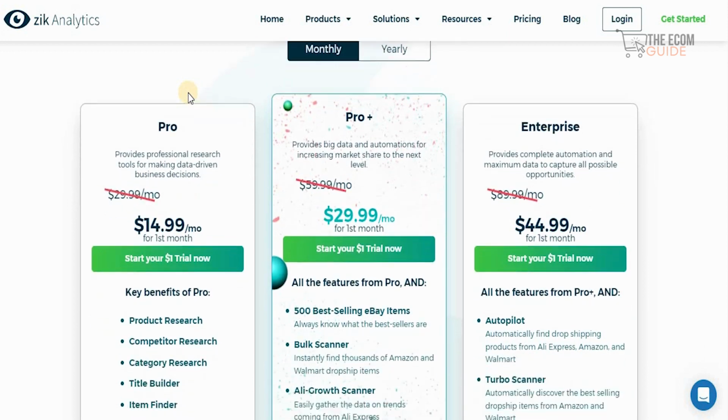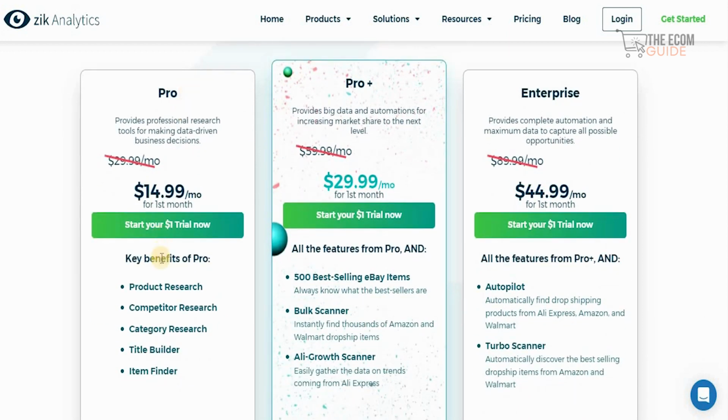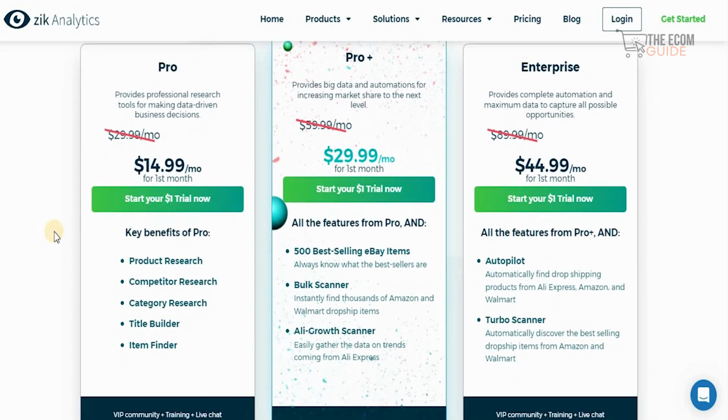The Pro provides a professional research tool for making data-driven business decisions for $14.99 for the first month, and you can start your trial for $1 right now and see for yourself what kind of benefit you can get. You get product research, competitor research, category research, and title builder with item finder.